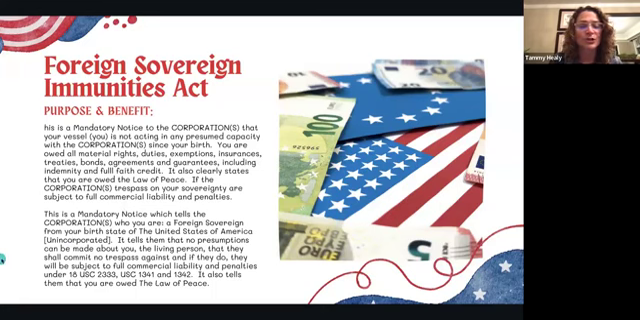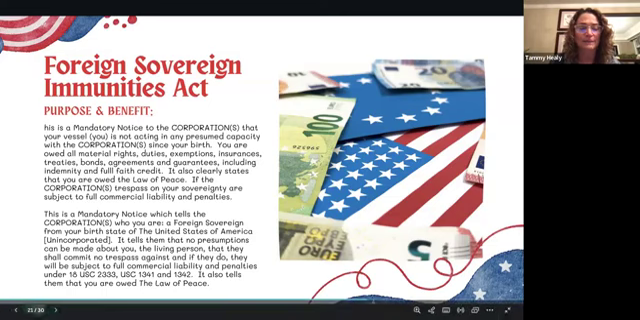This is a mandatory notice which tells the corporations who you are, a foreign sovereign from your birth state of the United States of America, unincorporated. It tells them that no presumptions can be made about you, the living person, that they shall commit no trespass against, and if they do, they will be subject to full commercial liability and penalties under 18 USC 2333, USC 1341, and 1342. It also tells them that you are owed the law of peace.